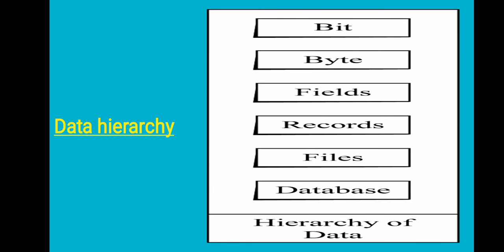Data hierarchy. You know that data refers to raw facts and figures that may consist of alphabets, numbers, sound, pictures, and images. A computer system processes data and gives information that is used for various purposes. The data is stored in the form of bits and bytes in a computer system.